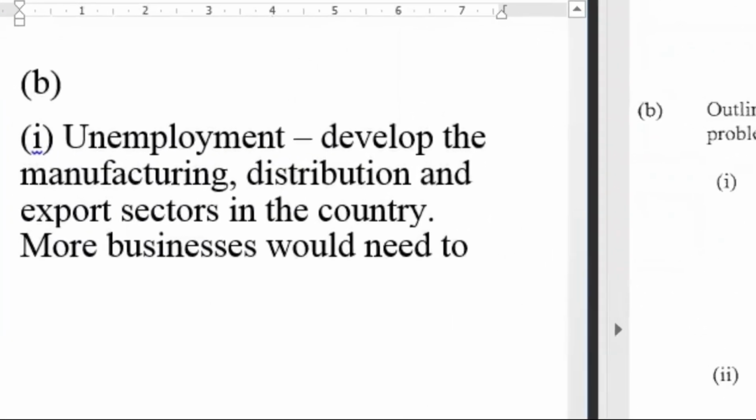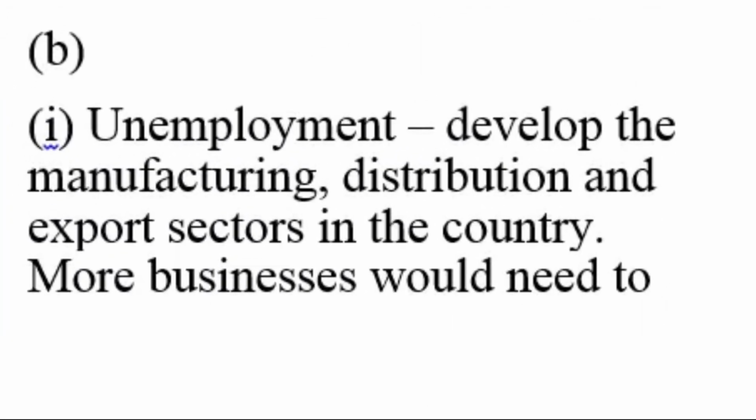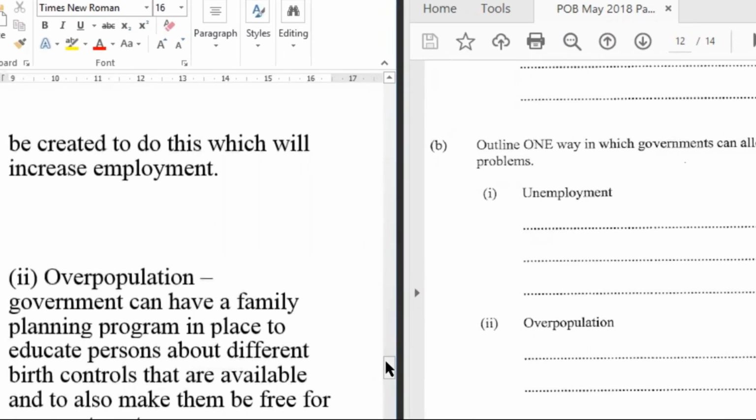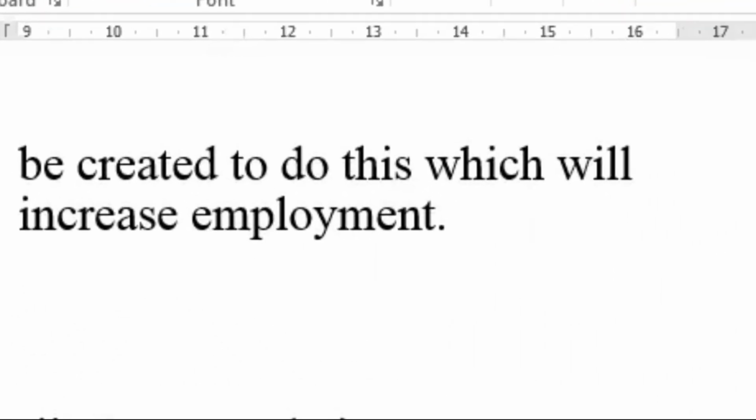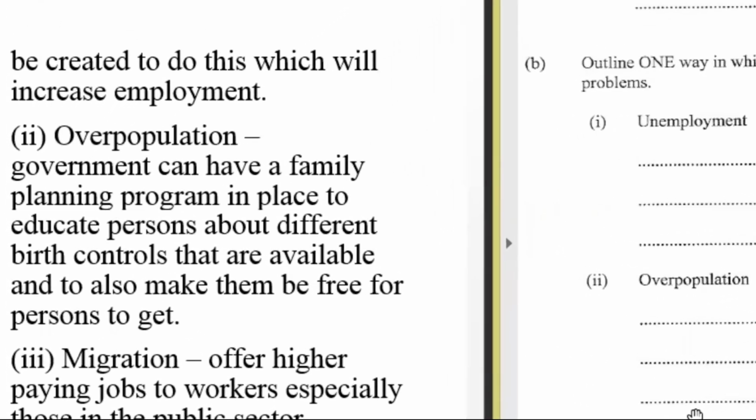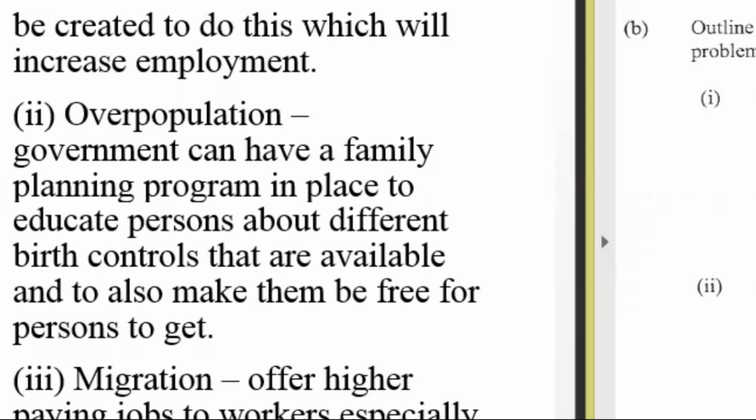For unemployment, the governments can develop the manufacturing, distribution, and export sectors in the country. More businesses would need to be created to do this, which will increase employment. When it comes to overpopulation now, the government can have a family planning program in place to educate persons about different birth control methods that are available, and also to make sure that these are available for free.